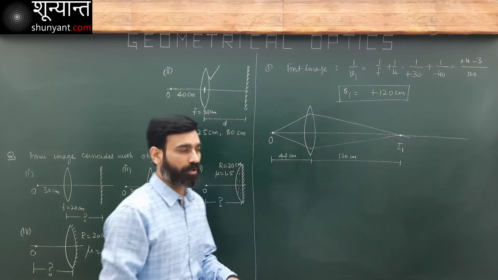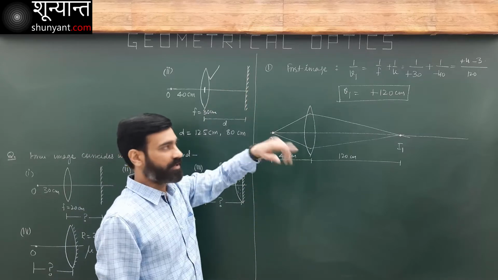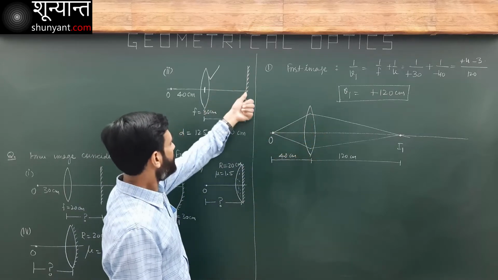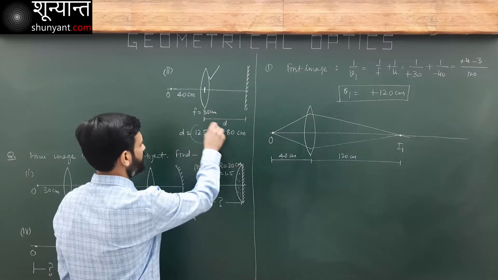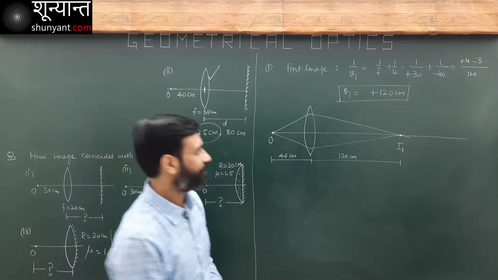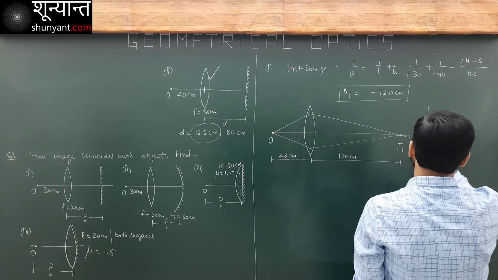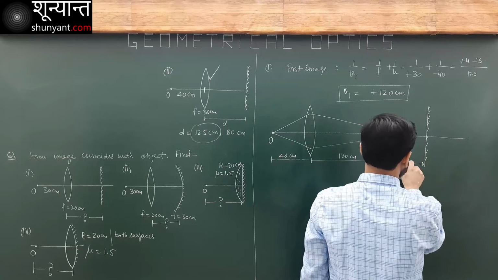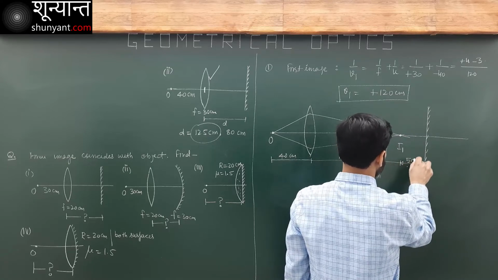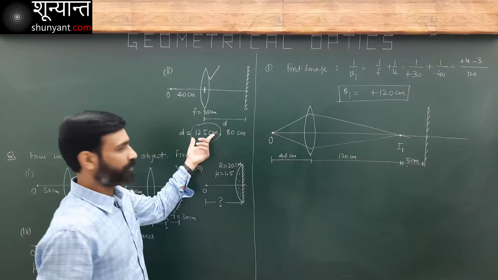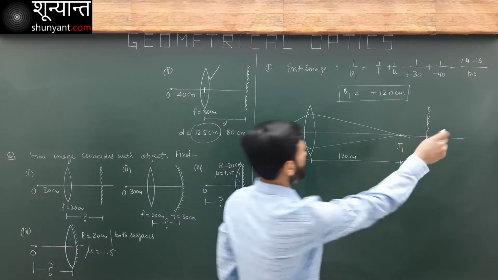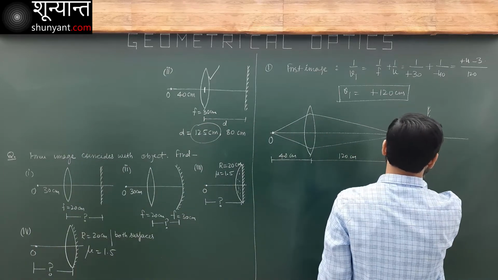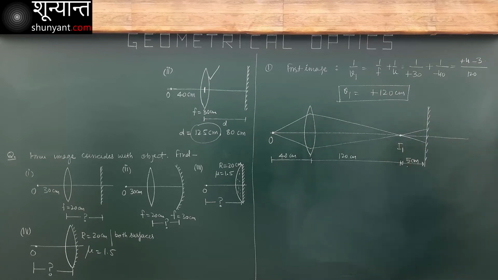The light rays do not stop. If I do not have this, I get only one image, and that's final. But I have this plane mirror, which is at 125 centimeter. That means my mirror is here. This distance is 5 centimeter, since 125 minus 120 is 5. Now the light rays do not stop. They hit the mirror like this, and then they get reflected.